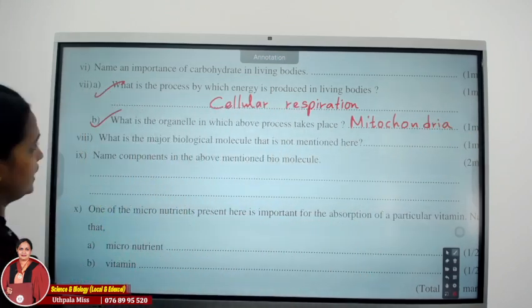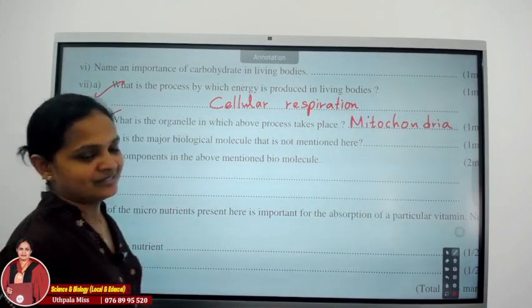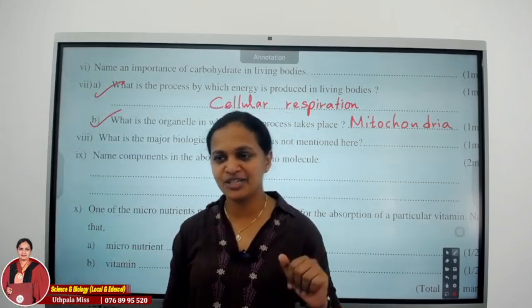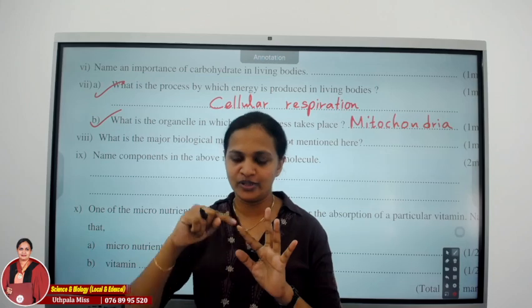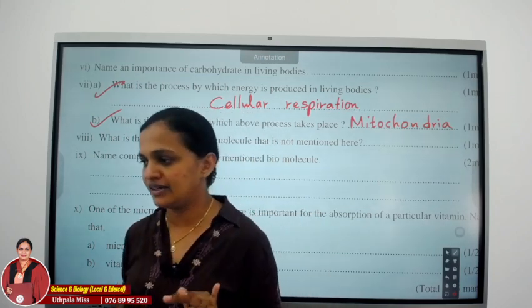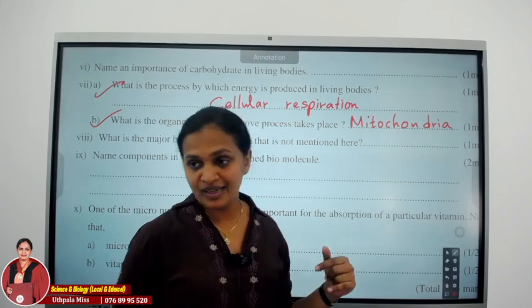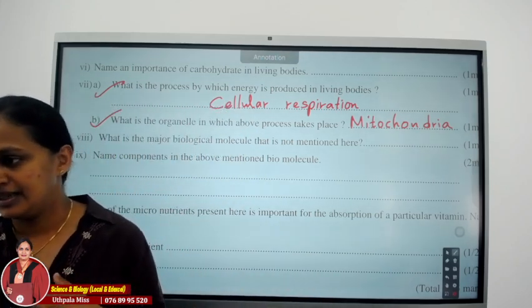Okay. What is the major biological molecule that is not mentioned here? Yes, there are 4 major biological molecules: carbohydrates, proteins, lipids, and what is the fourth one? Nucleic acid. So nucleic acid is a major biomolecule that is not mentioned here, right?